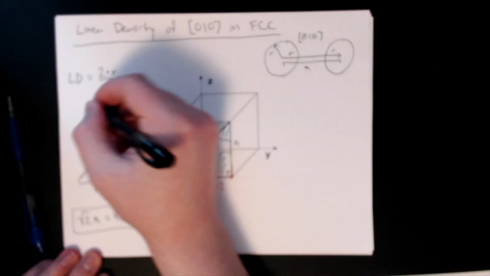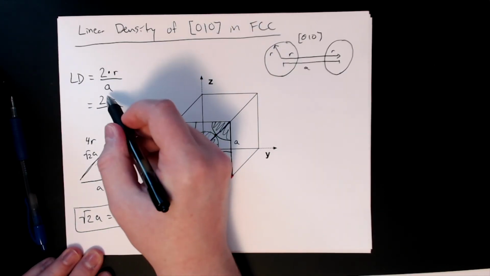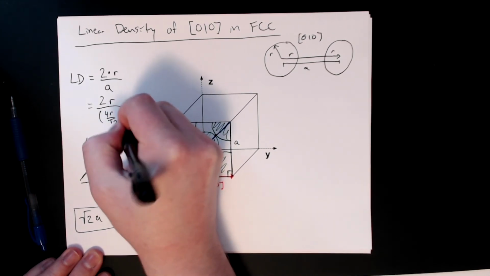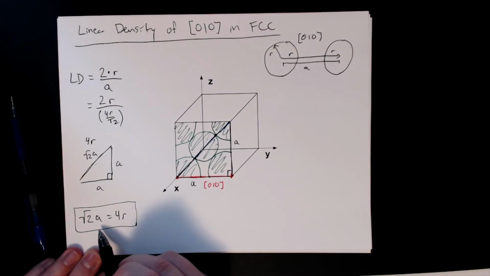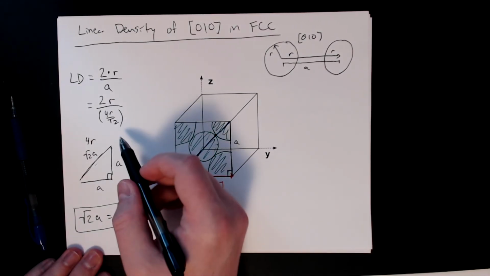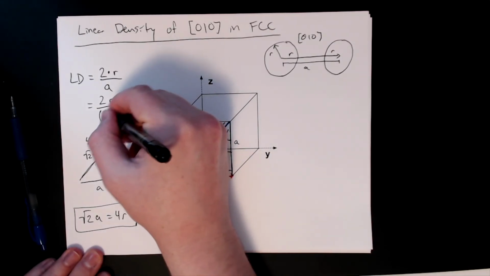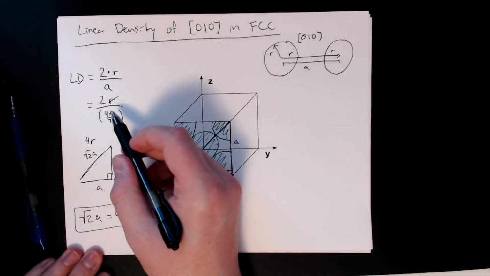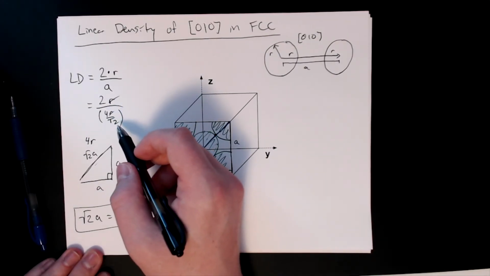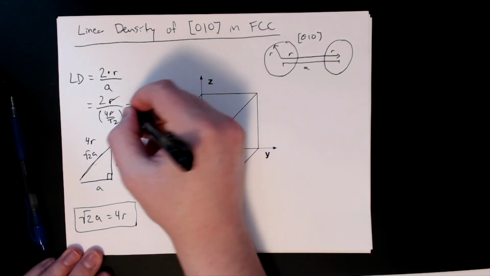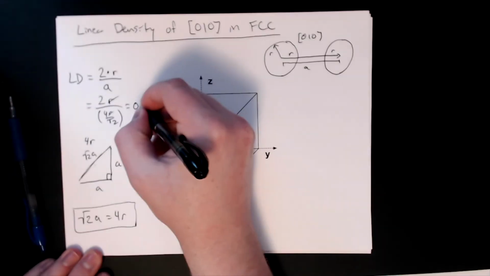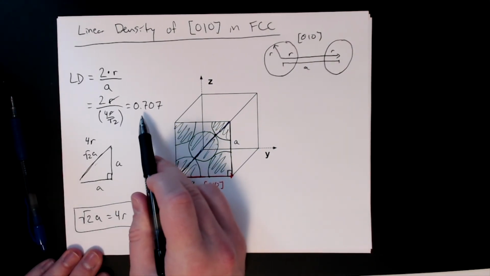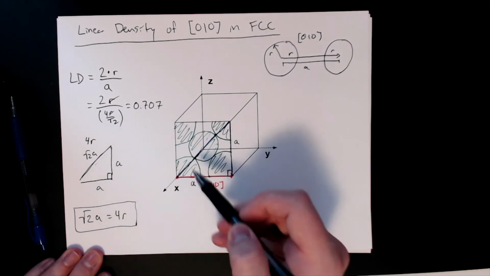And so if I do that, and I choose to plug it in for a, I'm going to plug in 4r over square root of 2, because I just solved for a there. And so when I do that, the r's are going to cancel out now, and that's the beauty of it. That's why we're doing it. So these r's cancel out. And when I put that in, I don't really like the fractions here, so I'd rather have a decimal form. That equals 0.707. So you can think of this as the fraction that is occupied by atoms on that line.